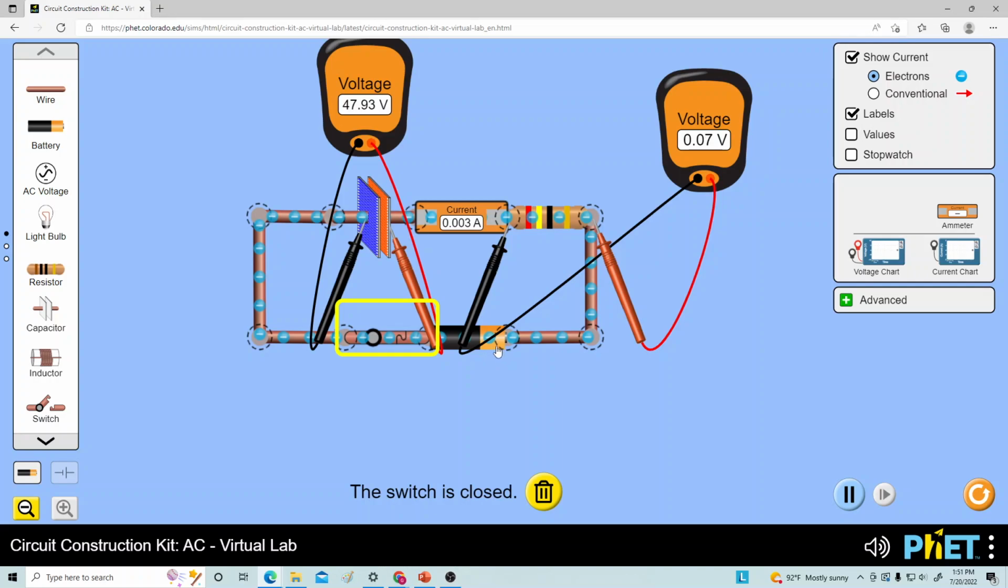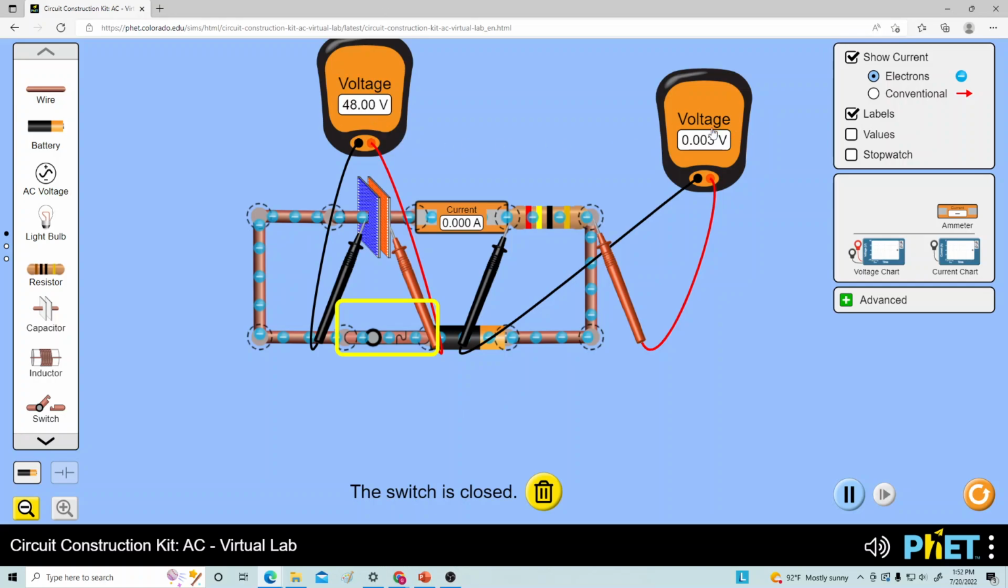So what this is telling you is whatever voltage the battery is supplying, some of it is going to appear across the resistor and some of it is going to appear across the capacitor. Okay? And they will always add up to the voltage of the battery. Okay? So that is the first lesson.